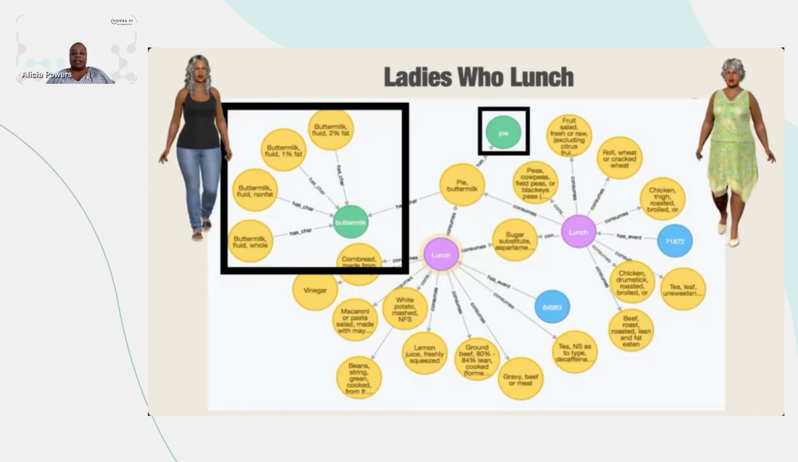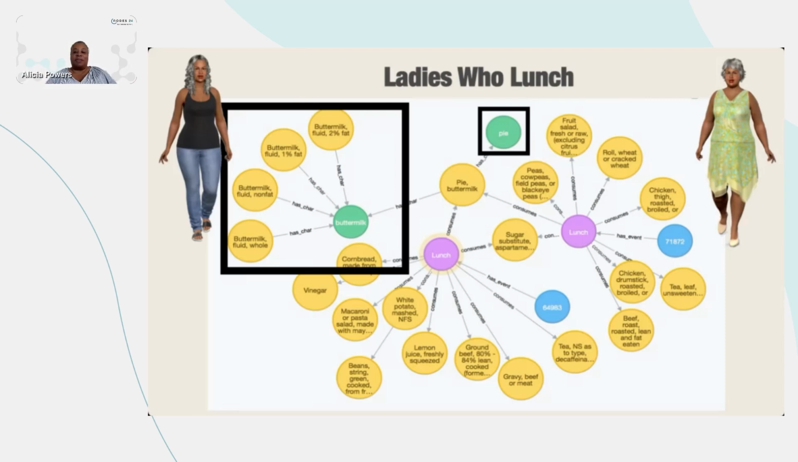So you can kind of see this in a while. This is my ladies who lunch slide. This is two women having lunch. If you look at the purple nodes, those are the actual event nodes. So it's lunch. The blue nodes are the person nodes. The yellow nodes are all the food that they ate. So peas and fruit salad, rolls, chicken thigh. They had quite a lunch.